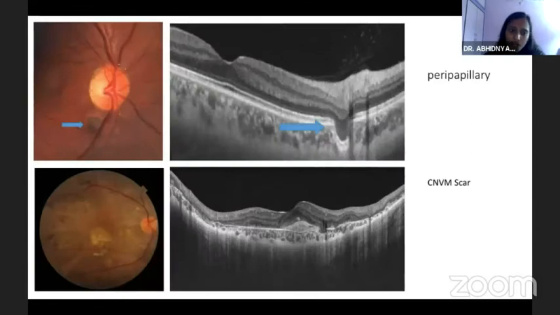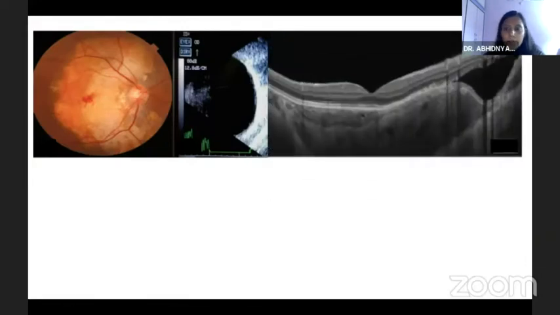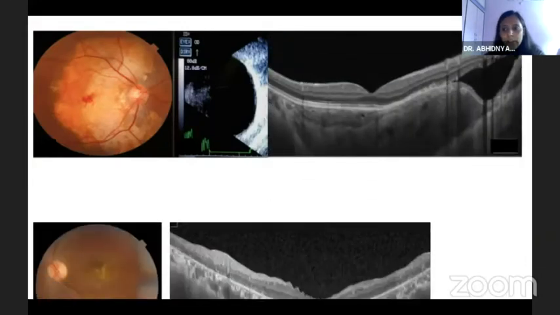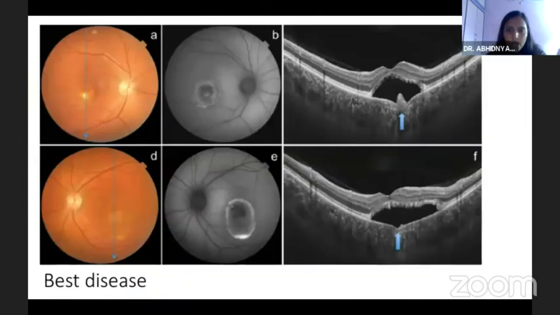Now, this focal choroidal excavation could be present in the peripapillary areas, and usually they may be associated with CNVM. Hence, these cases need to be followed up regularly. Other cases where we could see focal choroidal excavation are osteoma, Stargardt disease, and Best disease.